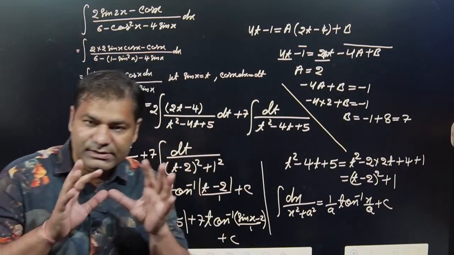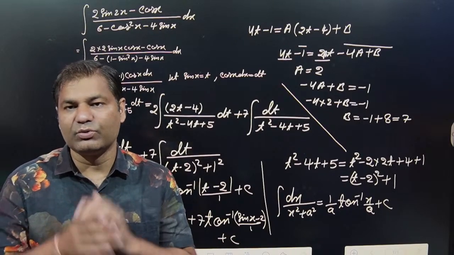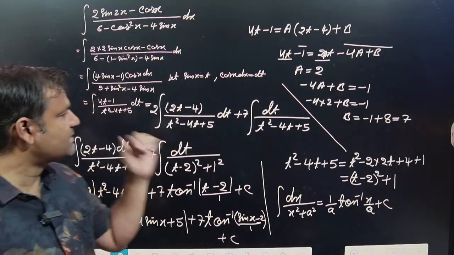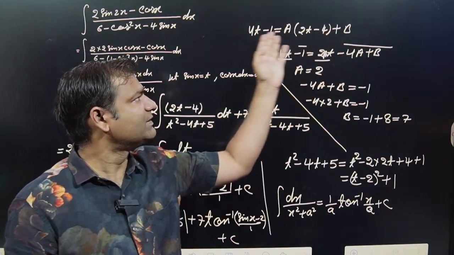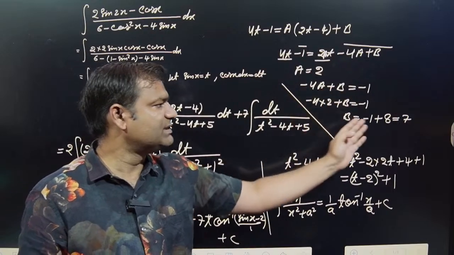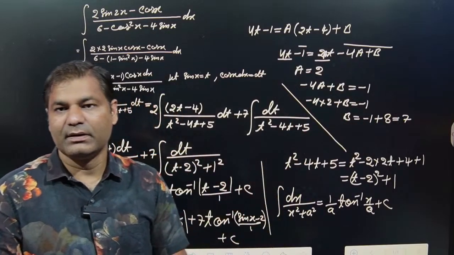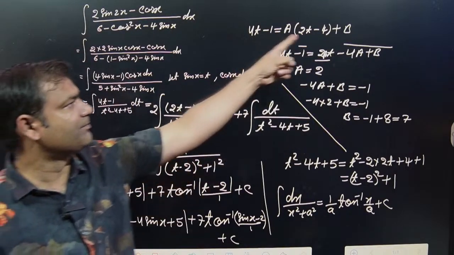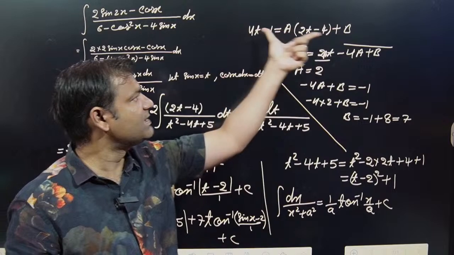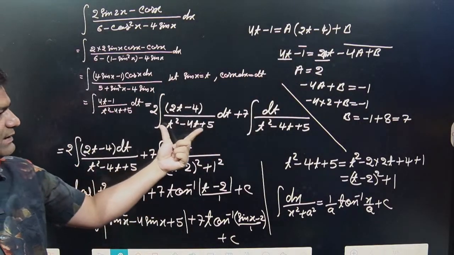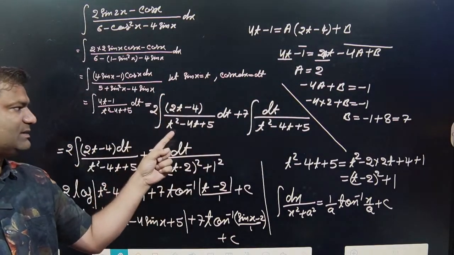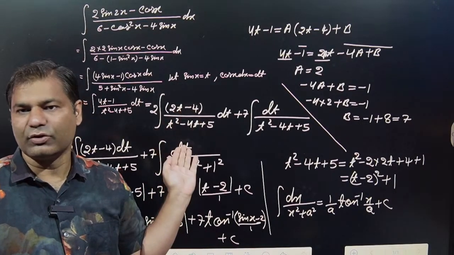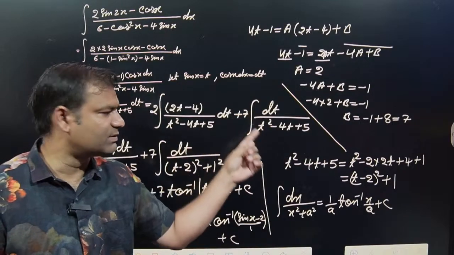How can we integrate? Simply, 4t minus 1 is equal to a into the differentiation of the denominator, plus a new constant b. After that, comparing, we got a equal to 2 and b equal to 7. Next, these two values a and b are put here, and this value will be replaced, then we got it like that. This one is very easy, because if this one is p or y, then that is dy, so you can say that it is log y. But how can we integrate this one?